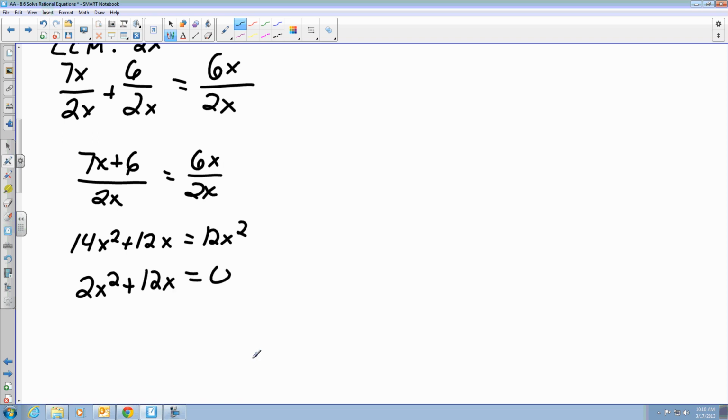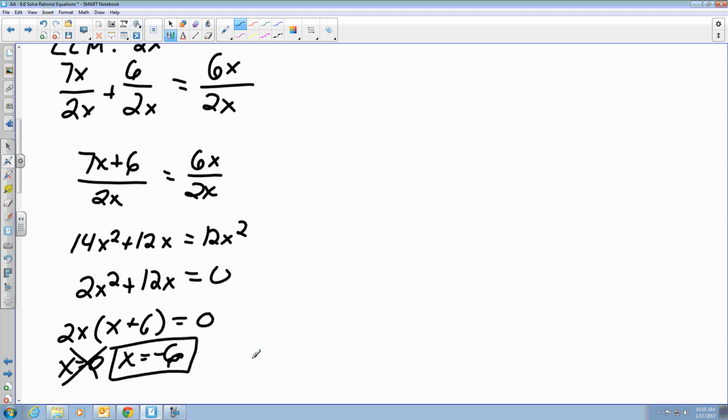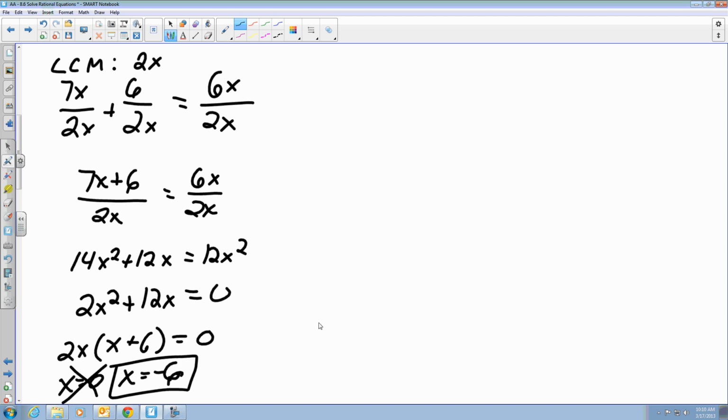I can factor out a 2x here, and it leaves me with x plus 6 equals 0. That means that x could equal 0 and x could equal negative 6. But it can't be 0 because 3 divided by 0 will give me an undefined value, so the only one that works is x equals negative 6.